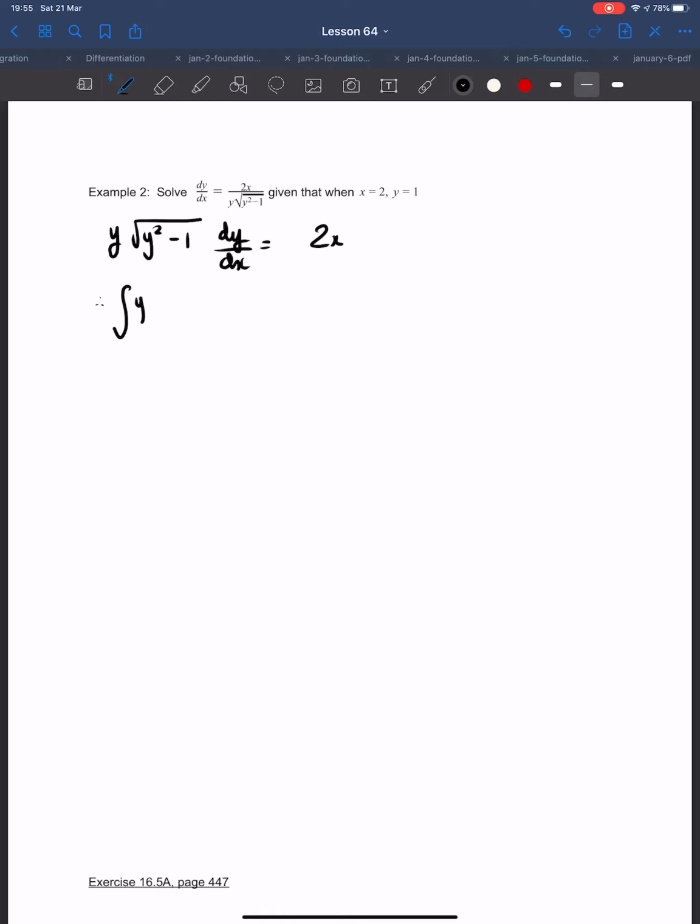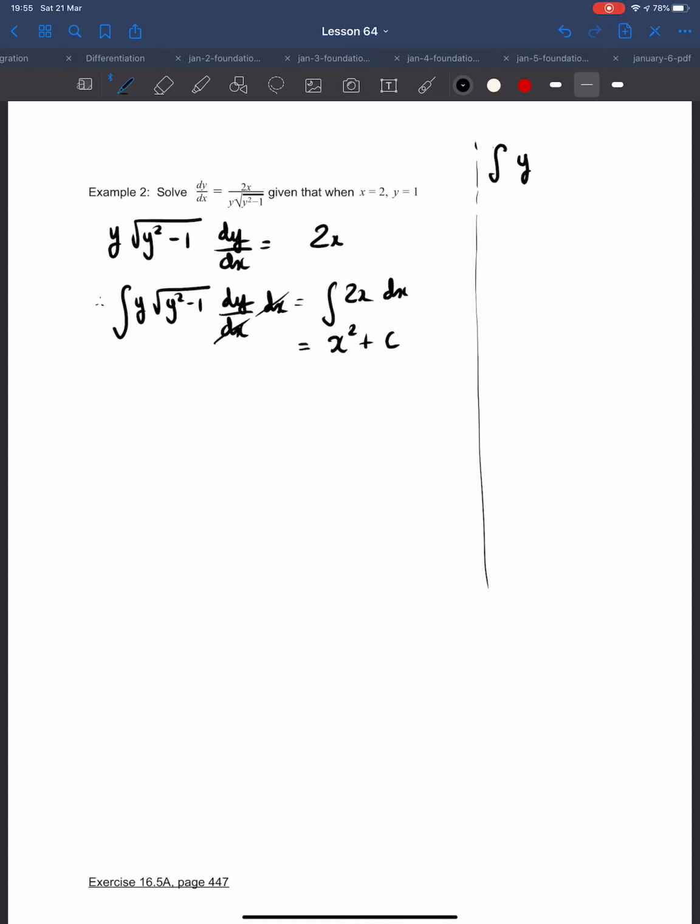Integrate both sides with respect to x. Think of those as cancelling. We know what the integral of 2x is. That's x squared plus c on the right hand side. I'm just going to do this as an aside down here. We need to think about the integral of y square root y squared minus 1 dy.